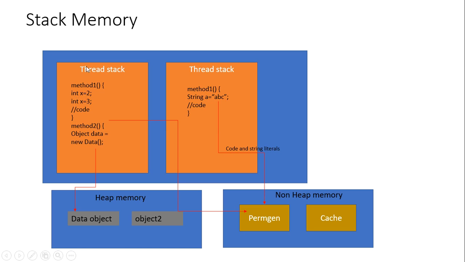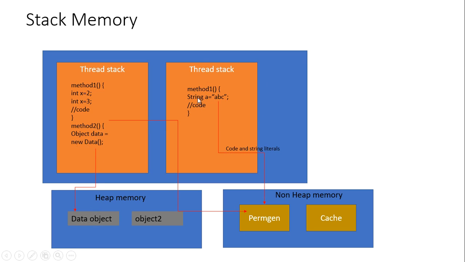For example, in this thread stack, this thread is executing two methods. Method 1 has int x equal to 2, int x equal to 3. These are local primitive variables, so they will be stored in the stack memory. In method 2 you have Data data equal to new Data. This small d data is an object reference, and new Data means Data is a class and you are creating an object of that class. That actual object will be stored in the heap memory, but the reference is stored in the stack memory.